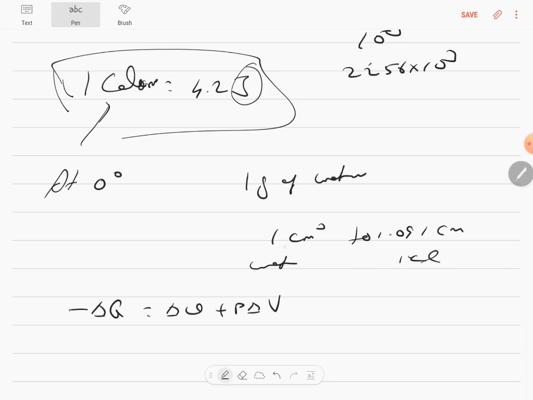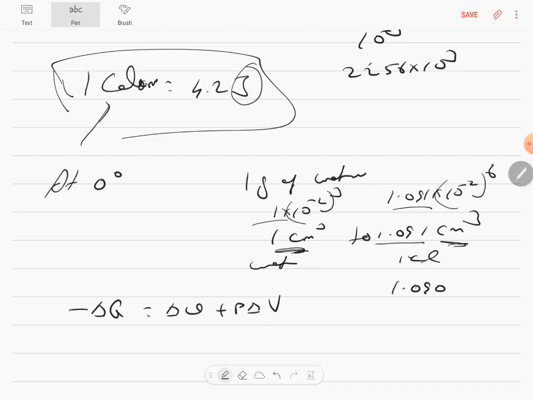So 1 centimeter cube is converting to 1.091 centimeter cube, so the delta V is directly there for you. You don't have to convert anything. If it's in centimeter cube, convert it into meter cube: 1 into 10 to the power minus 2 the whole cube, and 1.091 into 10 to the power minus 2 the whole cube, which will get you minus 6. You can subtract these two and you get delta V to be 1.090.